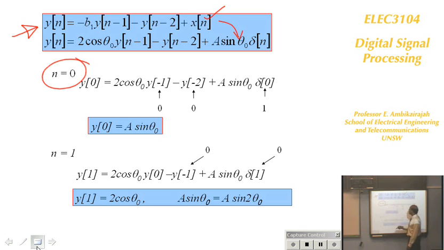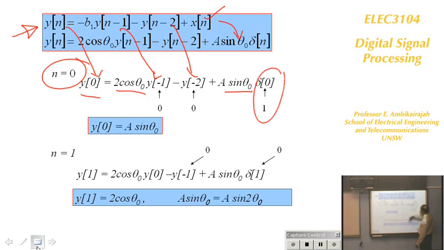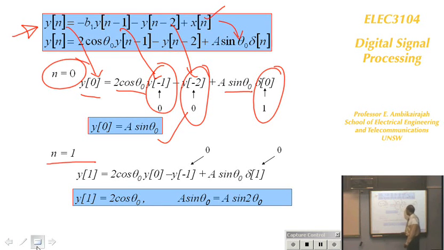Now you start with n equal to 0. Then y0 equals 2 cos theta naught y minus 1 minus y minus 2 plus this. Delta 0 is 1. This is 0, and this is 0 given already. So you get a sine theta naught. Now you put n equal to 1. You repeat it again. Keep going.